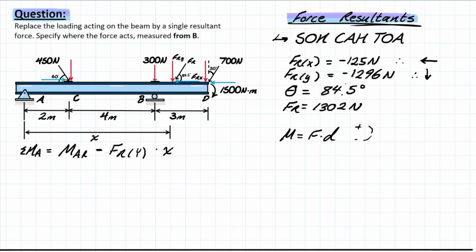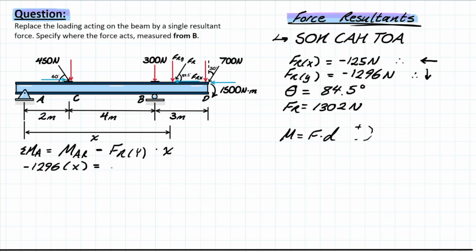So let's solve for what that is. Fry has been solved for already, and that's going to be a downwards force, meaning that it is clockwise rotation, meaning that this should be negative 1296 at a distance x. And then this resultant force times x should be equal to all of the external moments produced by the forces and external moments applied. So we're simply going from left to right and considering all of these different external forces. Let's see what that looks like here.